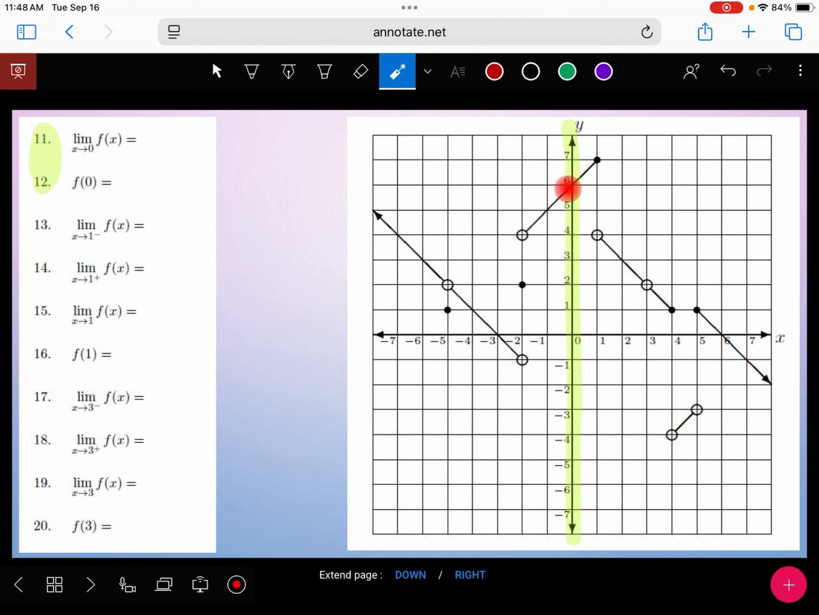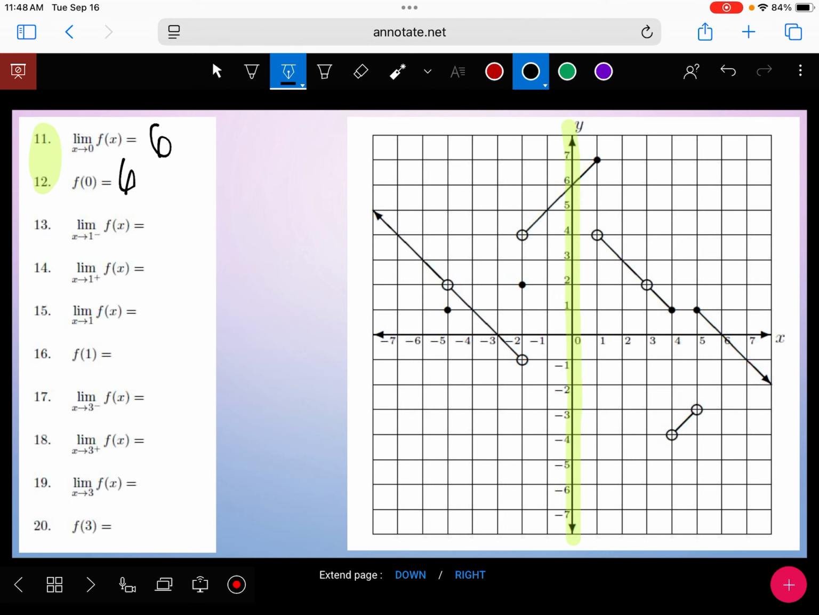And what's the Y value for that red dot? What's my Y value? 6. So 9, 10, 11, and 12, you should have 6 as your answer. They're all of those would be 6. All right, so now where are we going?